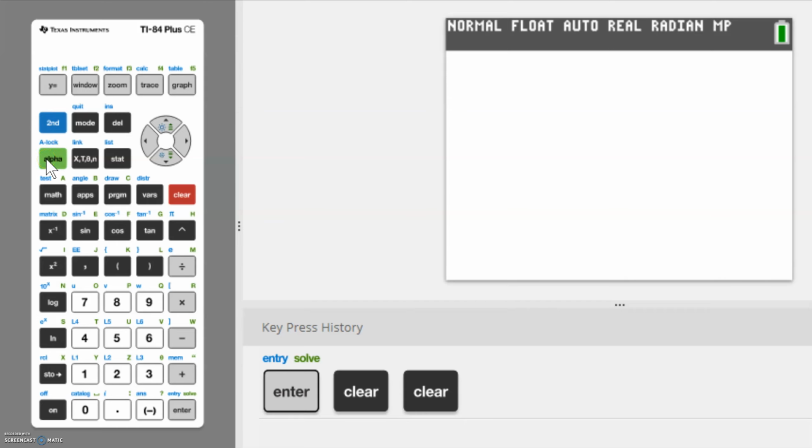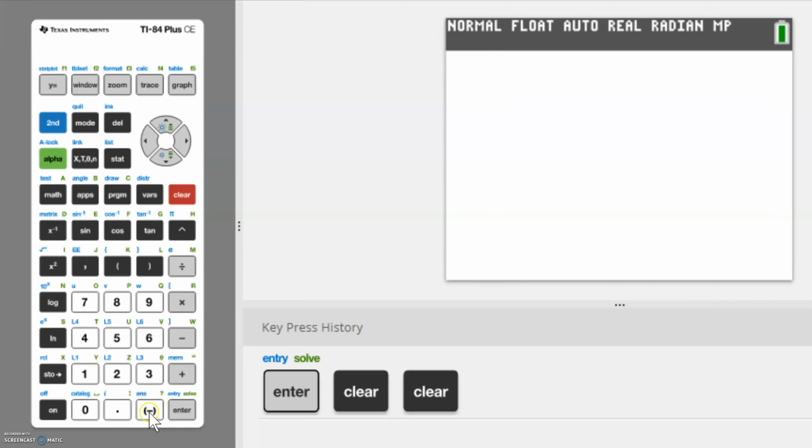Now my alpha key is green, so anything above the key in green, you would use that alpha key. Now that one we won't use in this class. All right, so let's look at some basic things. Your operation symbols are down the right-hand side of the calculator. So add, subtract, multiply, and divide.